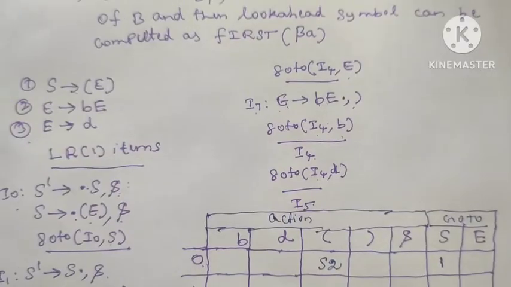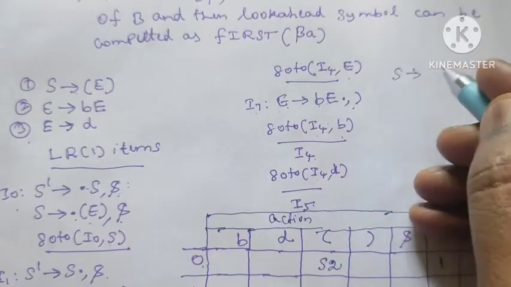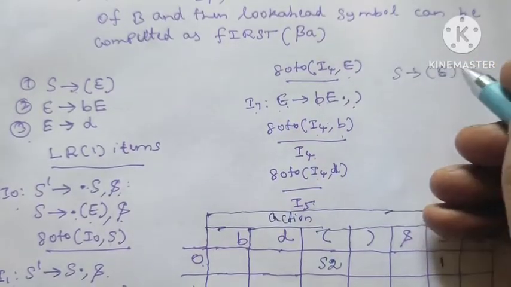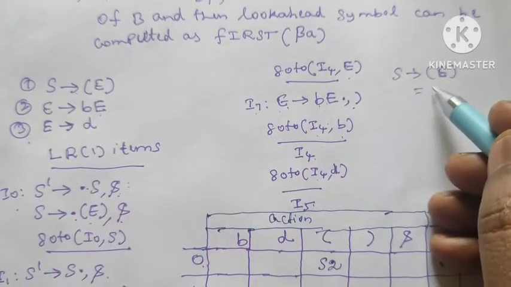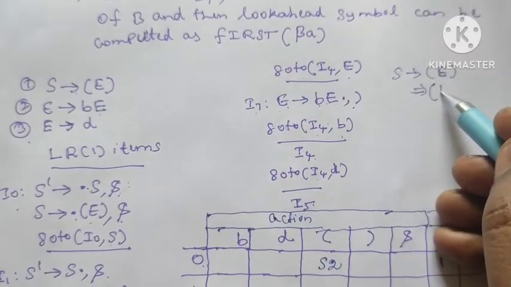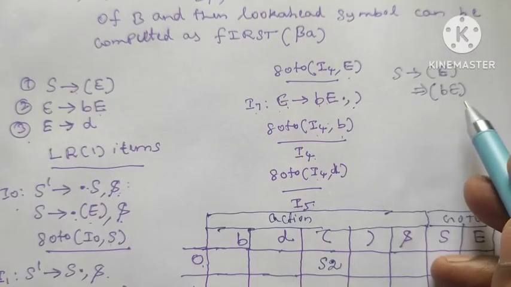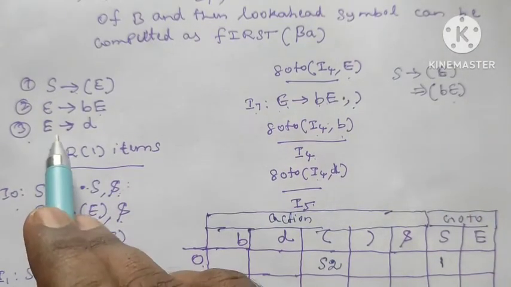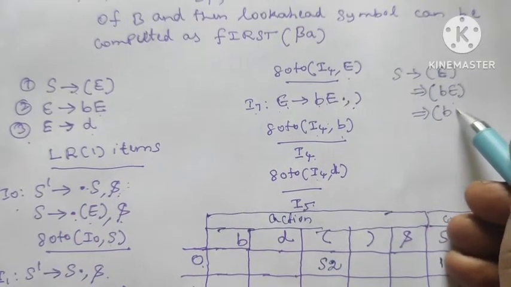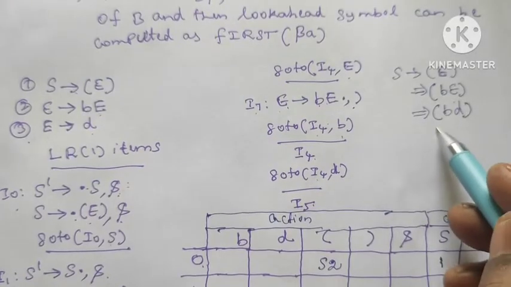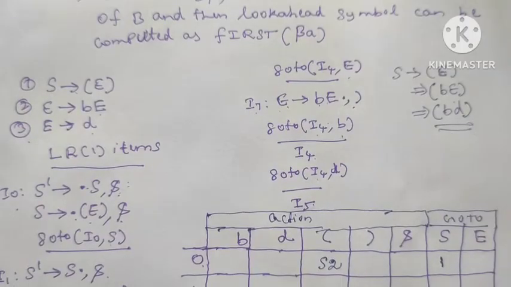Now we will take a valid string. How to take a valid string? Let us assume that I start with a production S tends to E. This is my production. E can also be replaced by B, so inside the brackets I replace this E by B. Now this E can also be replaced by D, so I replace this E by D. So I will get BD. BD should be flanked by open brackets and close brackets. This is called a valid string.